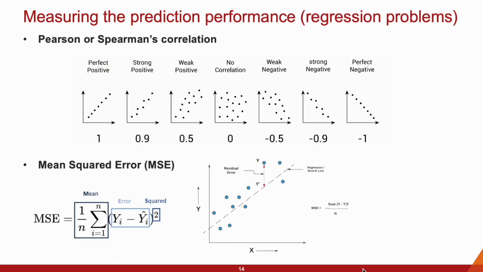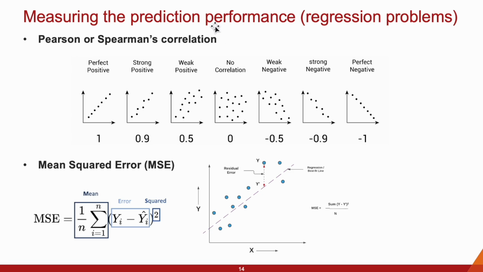Measuring prediction performance is essential to determine how well our model is performing on new, unseen data. Here I will present the prediction performance metrics for regression problems. There are different ways of measuring prediction performance, and I will present the most frequently used performance metrics for regression problems, including correlation and mean squared error.